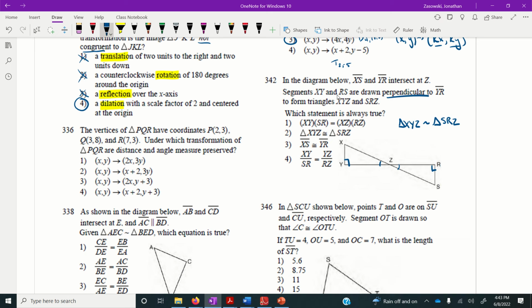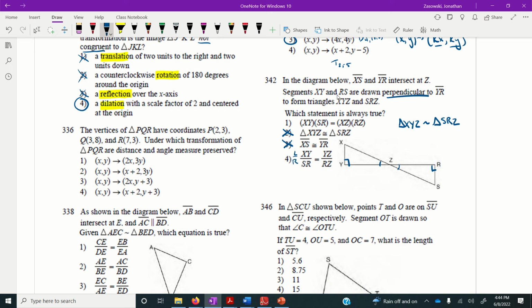So which is true? We know that they're not necessarily congruent because we don't have any segment lengths that are equal, so we can't get a congruent statement out of this. Now, that also means that we don't know that these segments are equal, okay? But we can make a proportion. So if you make a proportion of XY over SR, that's going from the triangle on the left over the triangle on the right.